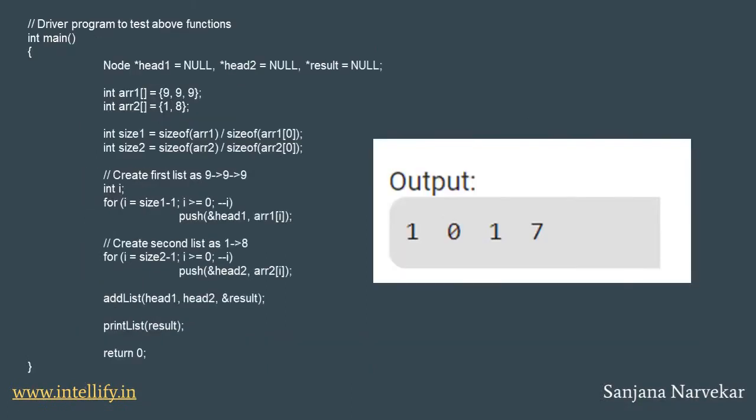Then the driver program, that is the int main, I have given it all here. I have created list one already, and list two also. Then the size of the linked list is taken. Then the function is called, and after addition it prints the result as 1017. Now these are individual linked lists, where 1 is a single node, 0 is a single node, 1 is a single node, and 7 is also a single node.